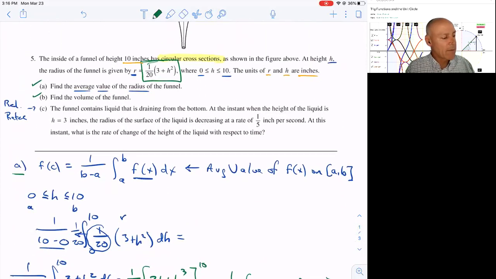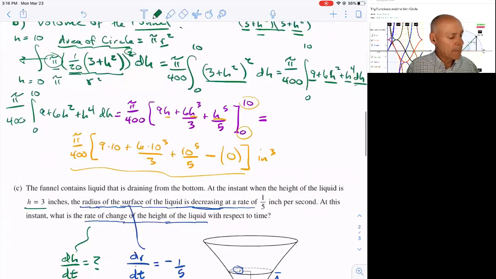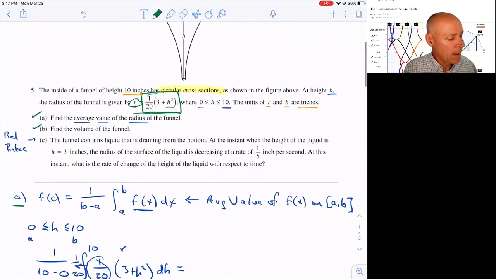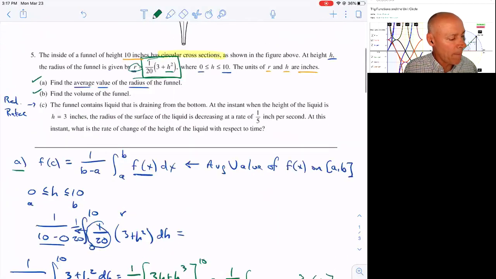Oh, hey, look, I've got an equation that relates r and h right here. So that's going to be my starting point. That's the next step in solving related rates problems: looking at what geometric formula I'm going to use. Here's my geometric formula that relates radius and height. And I'm going to take that formula and take the derivative with respect to time. So I have r is equal to 1/20 times the quantity 3 plus h squared.